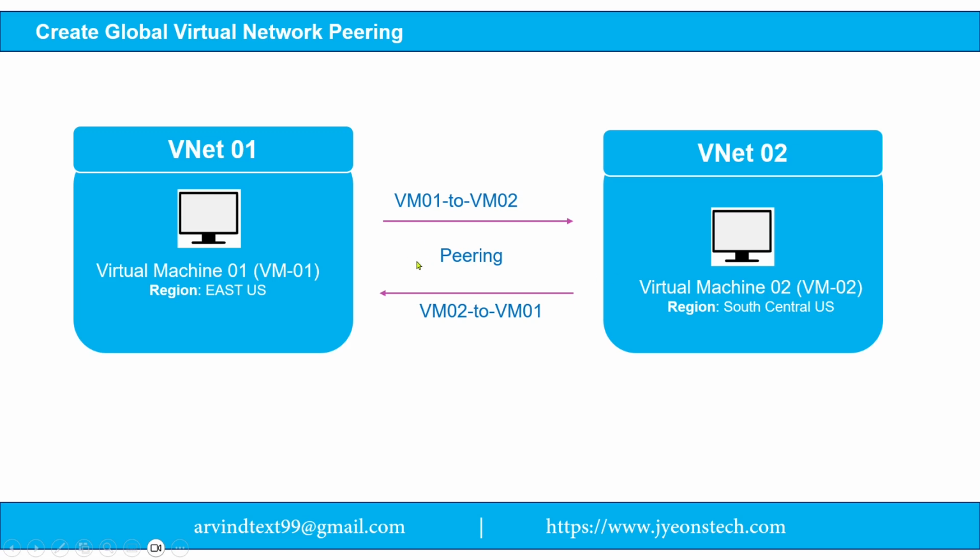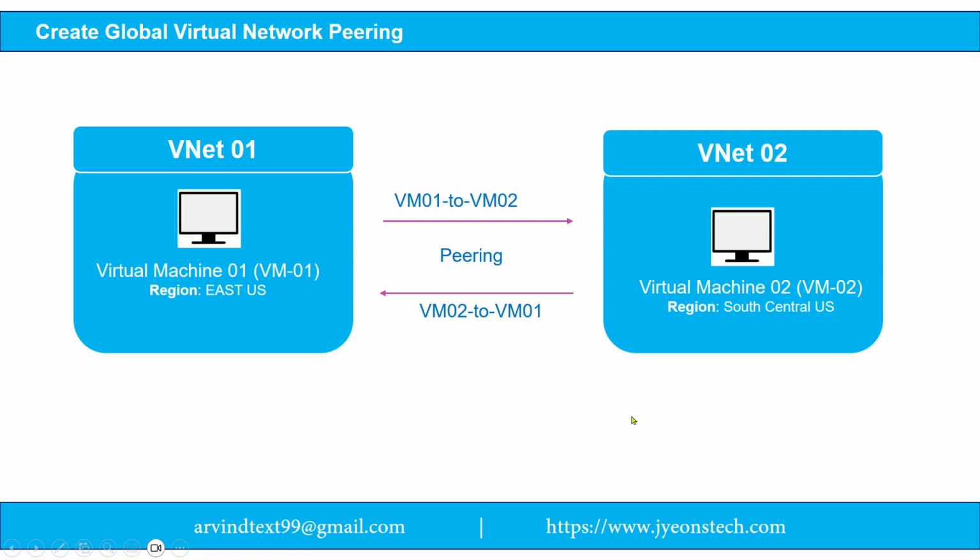The next step is we will create the peering between virtual network 1 to virtual network 2 and virtual network 2 to virtual network 1. We'll create the peering between these two so that the virtual machine in virtual network 1 can communicate with virtual network 2, and the virtual machine in virtual network 2 can ping the virtual machine in virtual network 1.